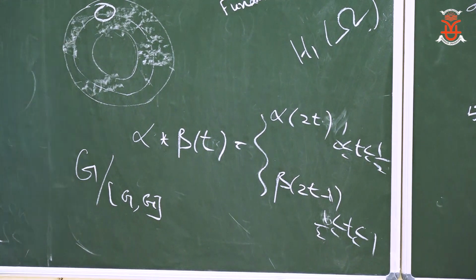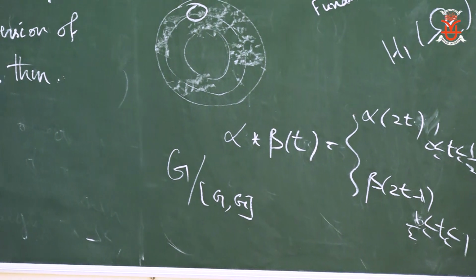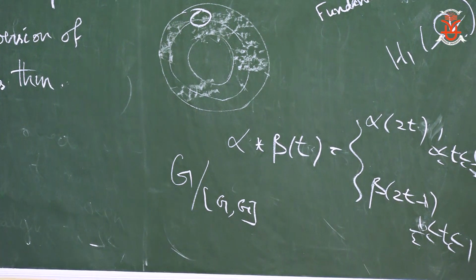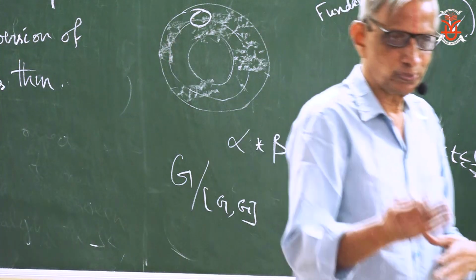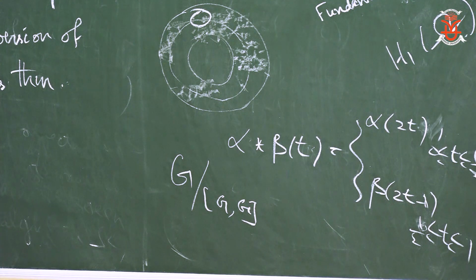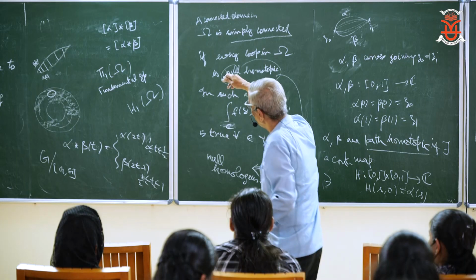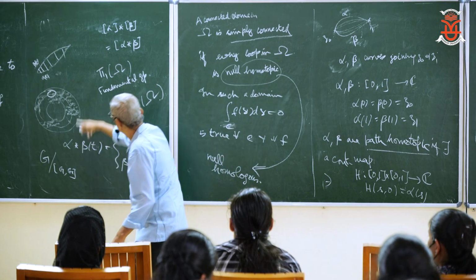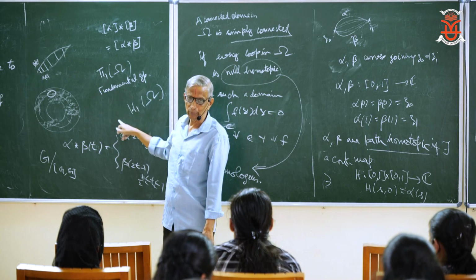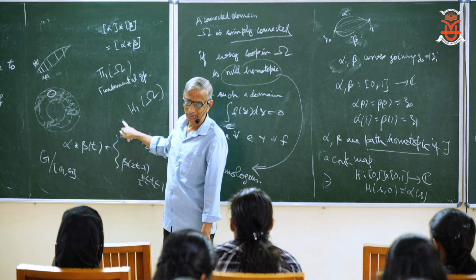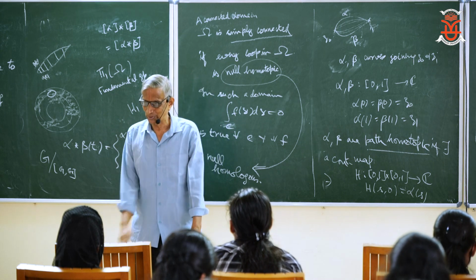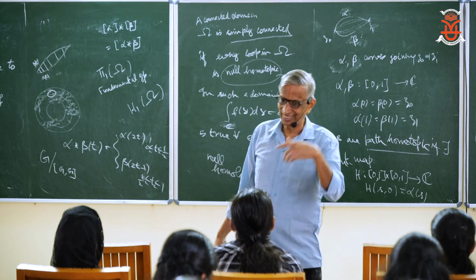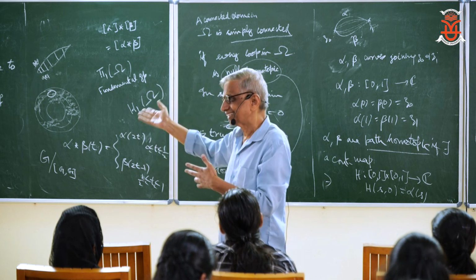It is a normal subgroup, so you can form the quotient group. This becomes an abelian group. And in fact, this is the smallest subgroup which makes the quotient abelian. So when you do this for the fundamental group, you end up with the first homology group. That's why you get all this.